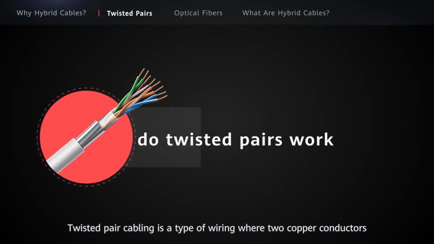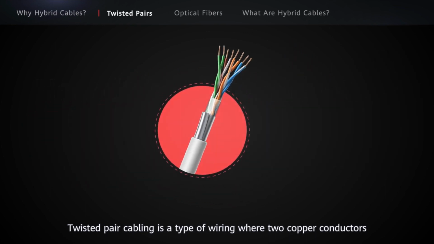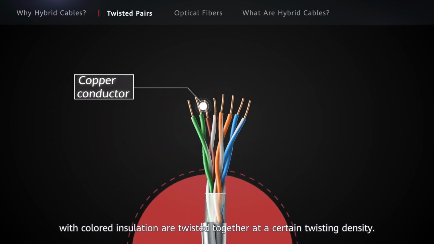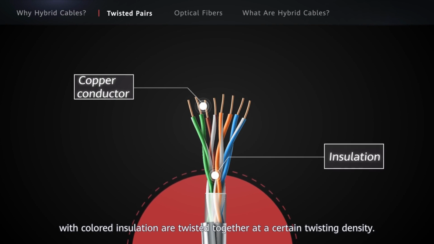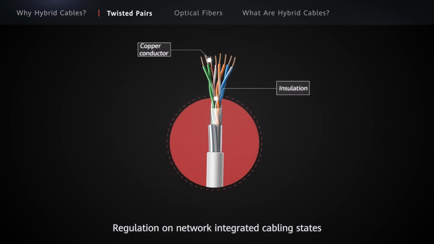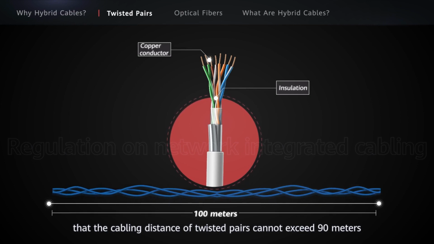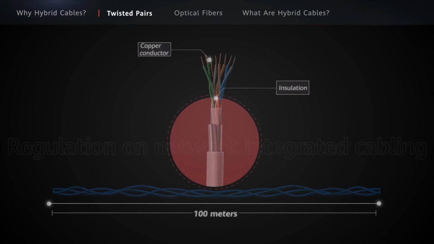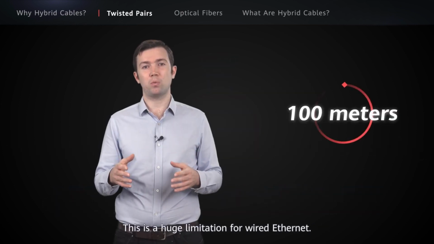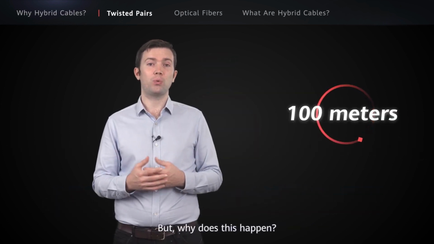Twisted pair cabling is a type of wiring where two copper conductors with coloured insulation are twisted together at a certain twisting density. Regulation on network integrated cabling states that the cabling distance of twisted pairs cannot exceed 90 meters and the total line length cannot exceed 100 meters. This is a huge limitation for wired Ethernet. But why does this happen?